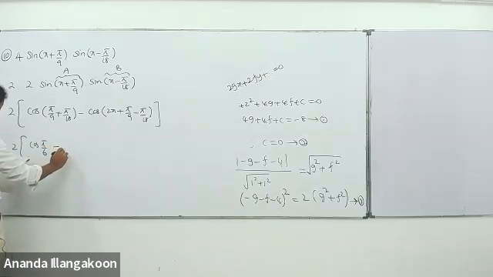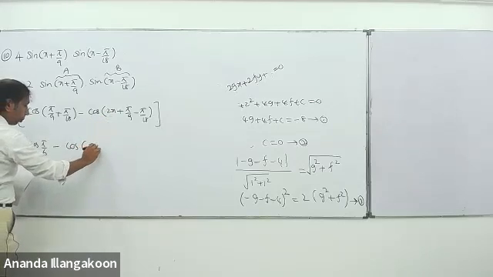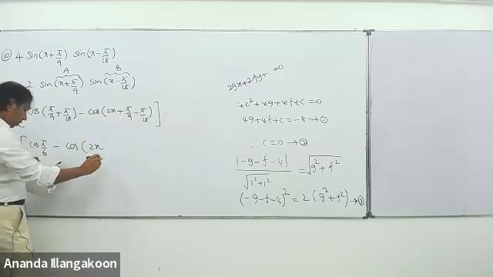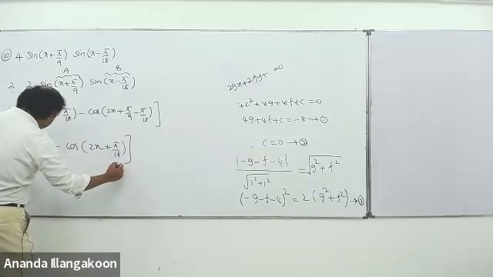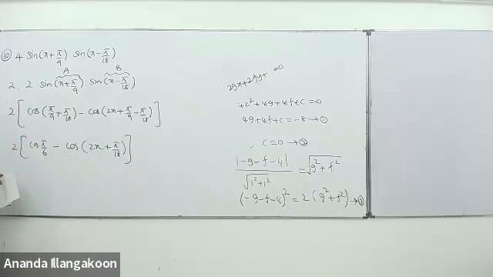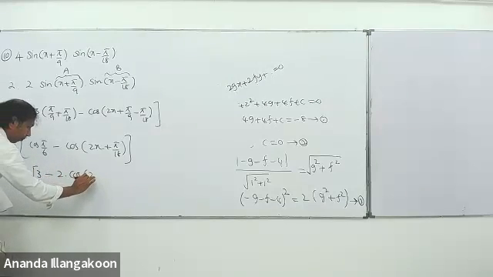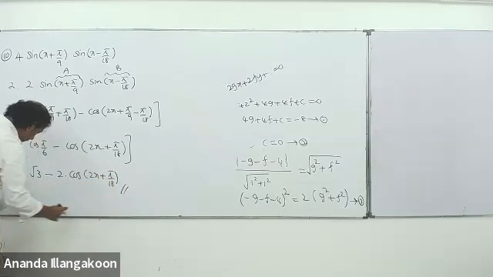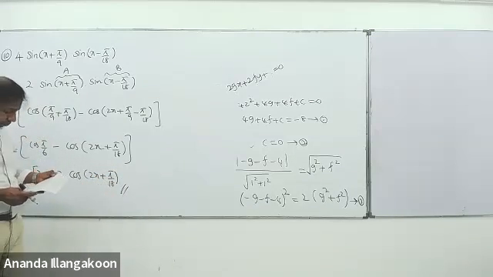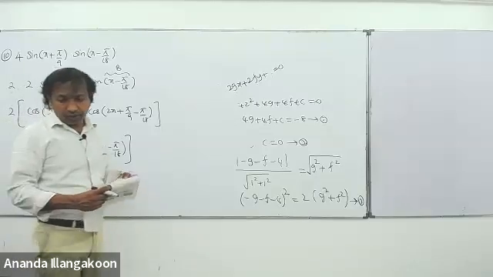Minus, this one you can write cos(2x + π/18). Simplify this, you get π/18. Now cos π/6 means square root 3 by 2. Multiply by this, we get root 3 minus 2 times cos(2x + 5π/18). This is the required answer. This way we can complete.